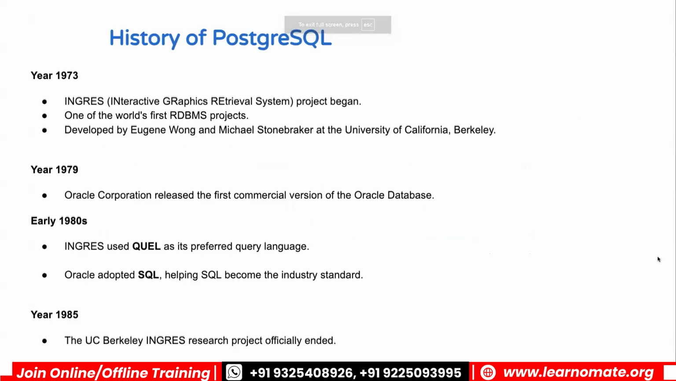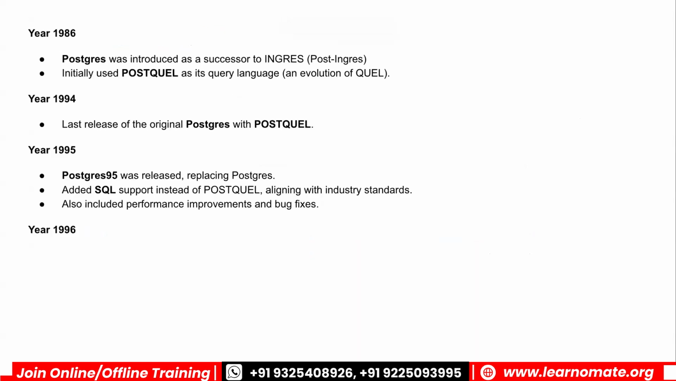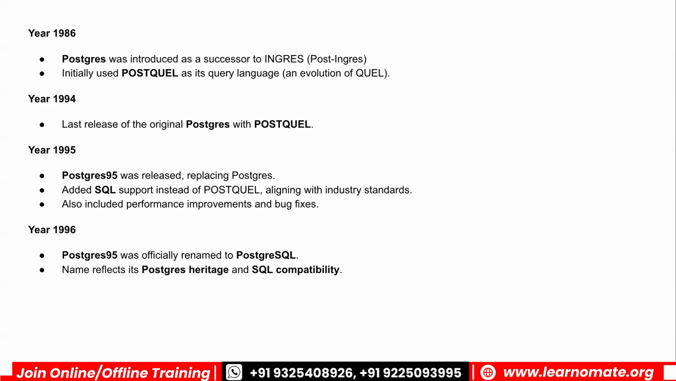So we were in 1995. In 1994 was the last release of Postgres, and from 1995, PostgreSQL started supporting SQL, and that's why the name abbreviation came as PostgreSQL. Postgres 95 was officially named PostgreSQL in 96. They used to call it Postgres 95 because it was released in the year 95.